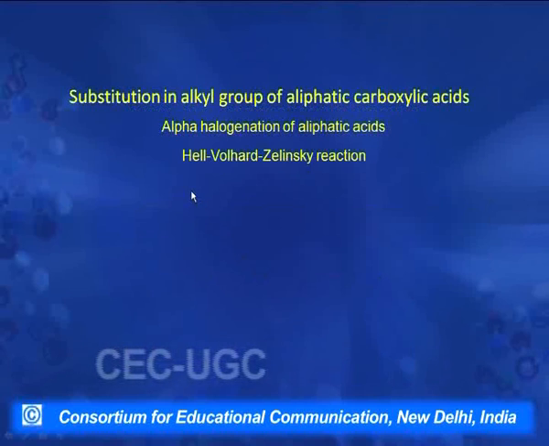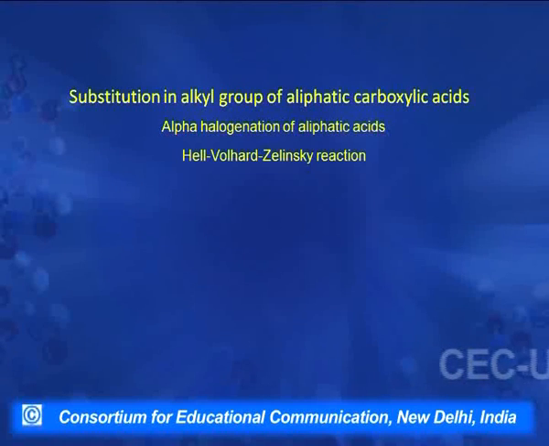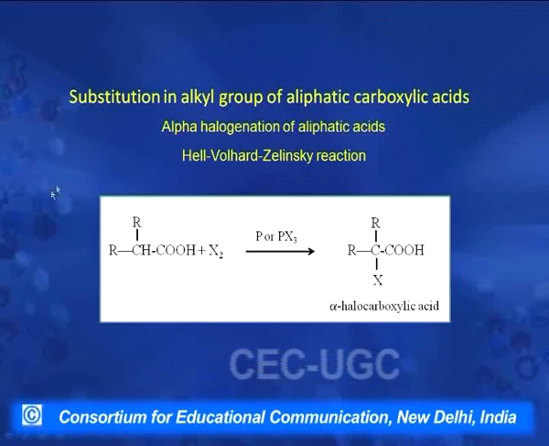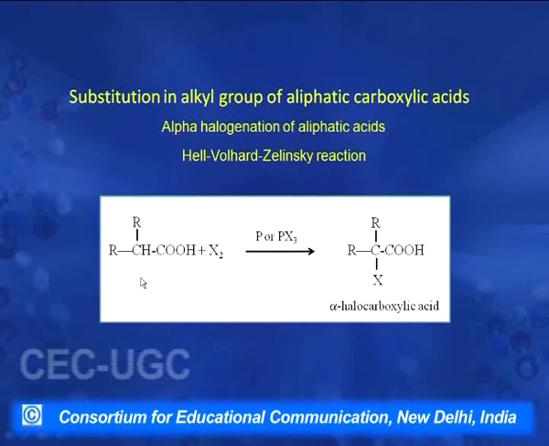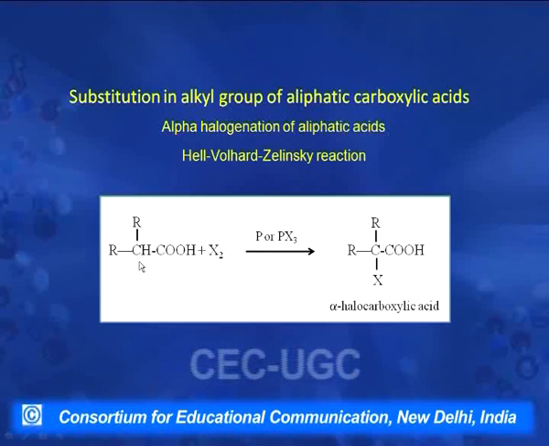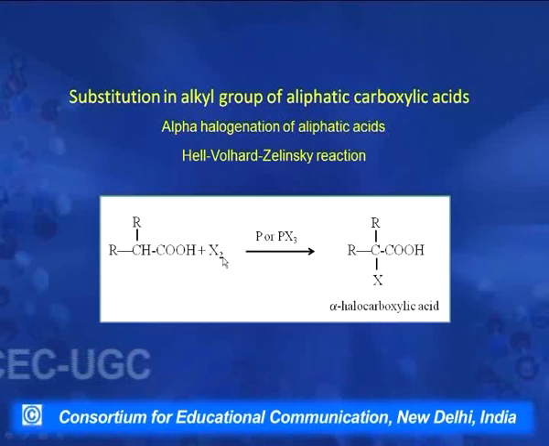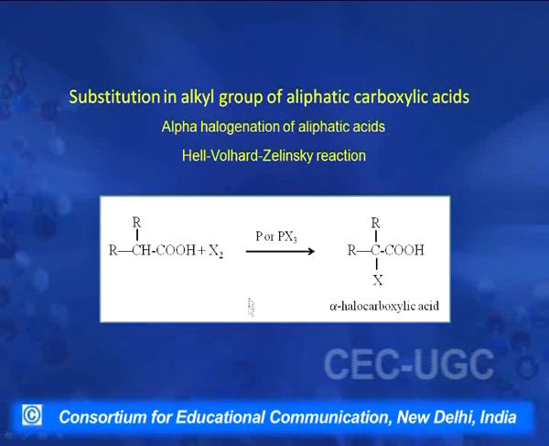Then another reaction where the substitution occurs in the side chain, an important reaction for aliphatic carboxylic acids, is the Hell-Volhard-Zelinsky reaction. What happens is, when the carboxylic acids, if they have alpha hydrogen, are treated with halogen in presence of phosphorus or phosphorus halide, this hydrogen gets substituted. Say if there is 1 alpha hydrogen in this acid, it will be substituted by the corresponding halogen. The halogens which are generally used here and give good products are chlorine and bromine. With iodine, reactions are not good.